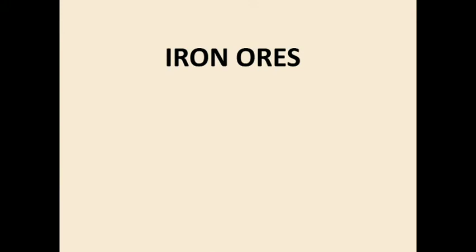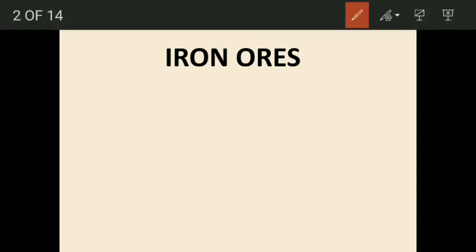Coming to the iron ores. Ores are naturally occurring mineral aggregates from which, on treatment, we get valuable metals. But usually all ores are not pure. Like the iron ore, it does not contain only iron. It has certain impurities, other elements like carbon, manganese, phosphorus, silicon, sulfur, etc. So, from these ores, we have to extract iron.